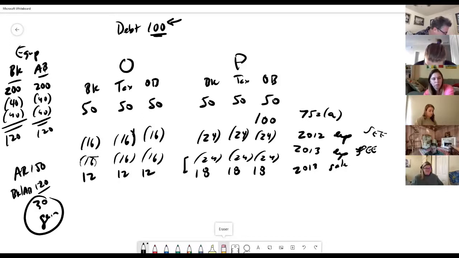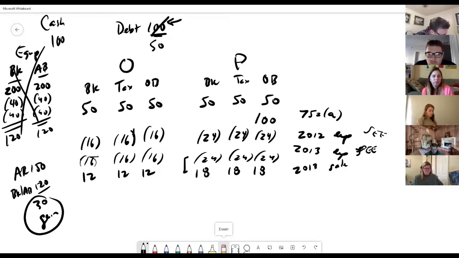The next thing we do is we take that 150 of cash, but we're going to take 50 of it and pay off 50 of the debt. Now we've got 100 of cash left. We pay the debt down to 50. So now P's share of the debt goes from 100 down to 50. So that's a constructive distribution of money under 752(b), which reduces P's outside basis by the amount of cash. There's no gain under 731(a)(1) because we have enough outside basis to absorb the entire amount.